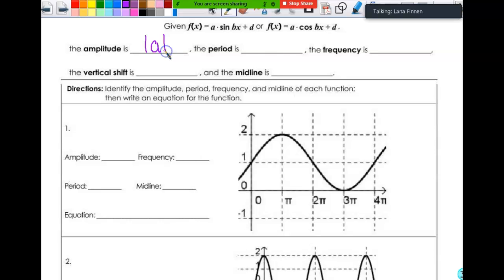Amplitude is the absolute value of A. The period we find by doing 2 pi divided by the absolute value of B. The frequency is the absolute value of B.